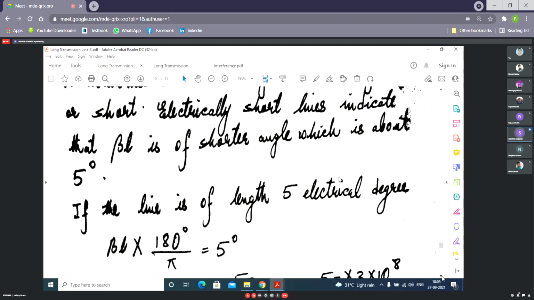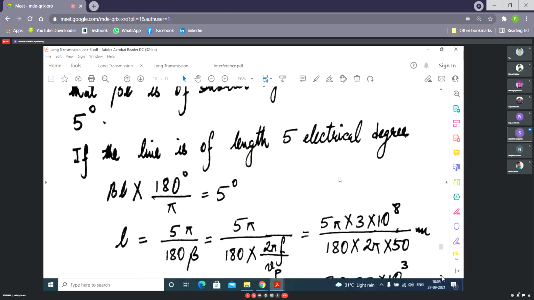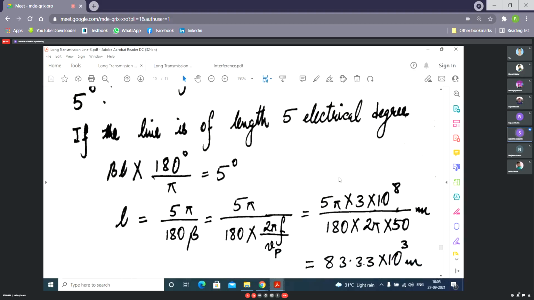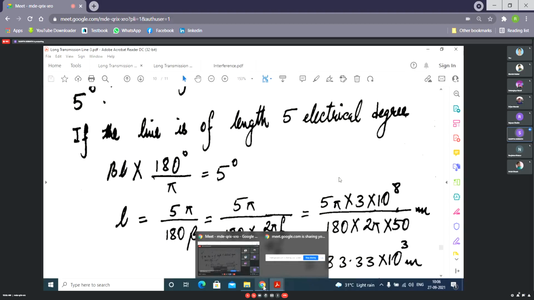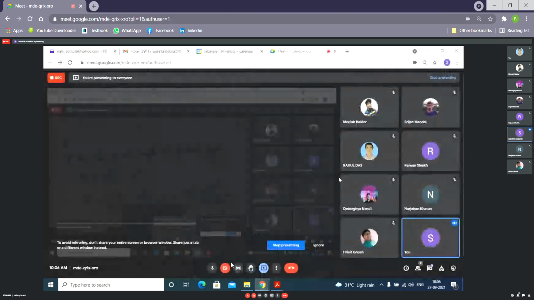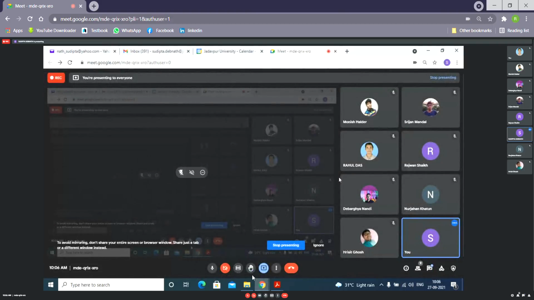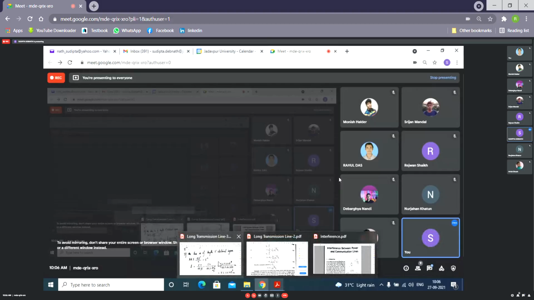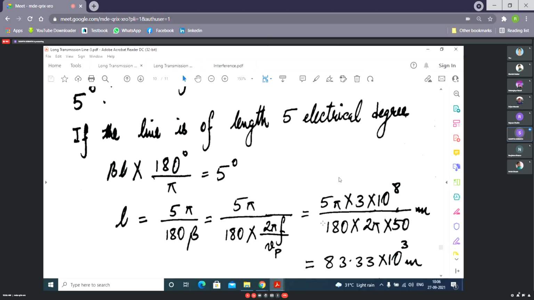So what is the length of the line? You find out the length of the line. It will be coming as this one. So 83.33 kilometer. So you can understand, that's why we consider the short transmission line as approximately 80 kilometer, or in some books we can consider it up to 100.